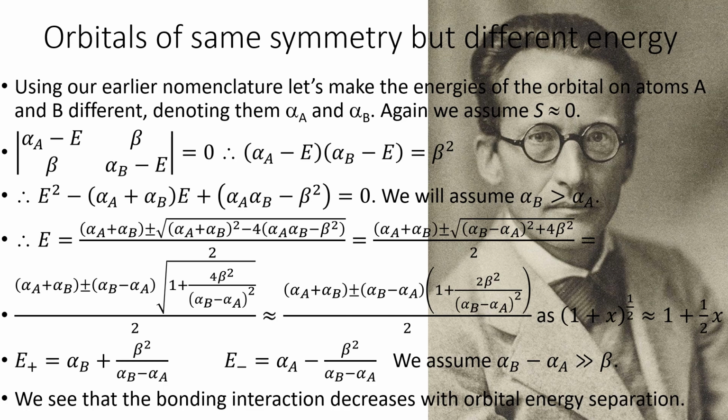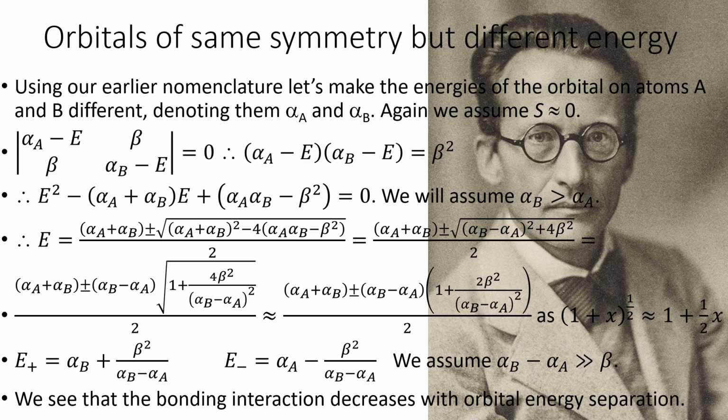And the other significant thing about it is that with the alpha b minus alpha a on the denominator, that's telling you that the interaction energy is going to get smaller with the difference in energy between the two orbitals that are interacting. And of course this is something that we almost take for granted, that you see the greatest interaction between orbitals of very similar energy, and as they get more and more different in energy, we see smaller and smaller interaction.